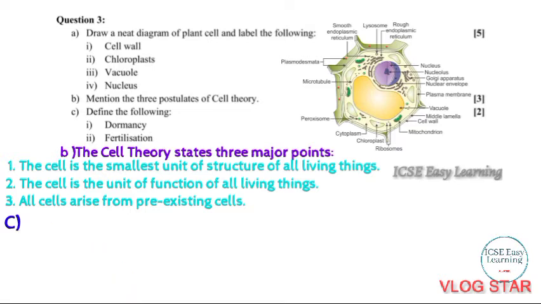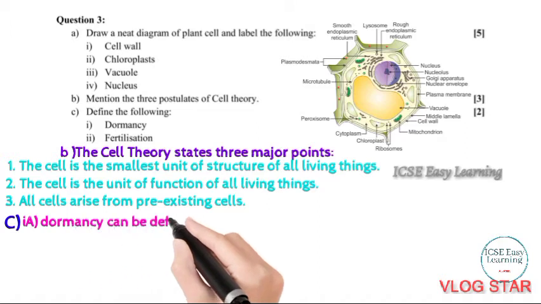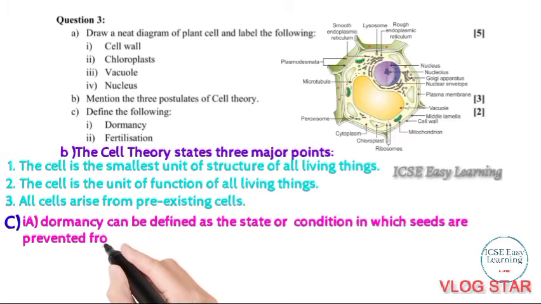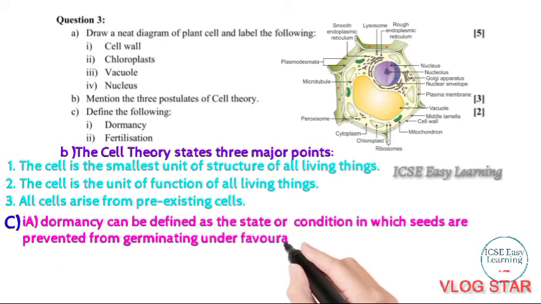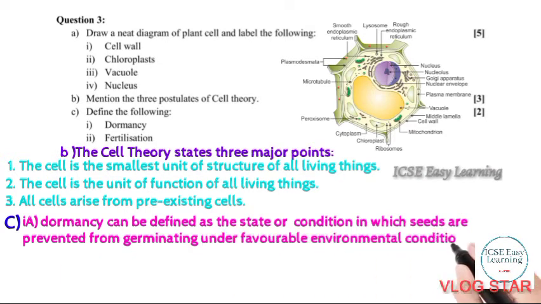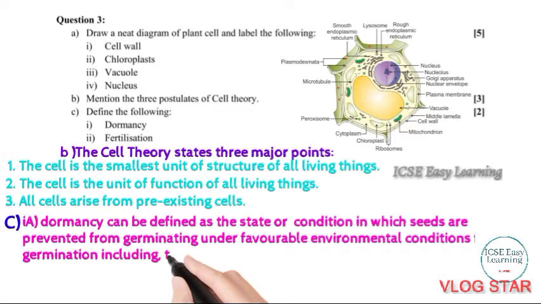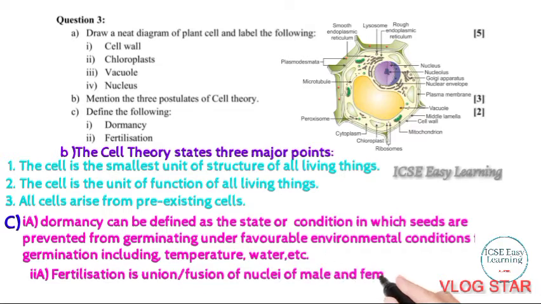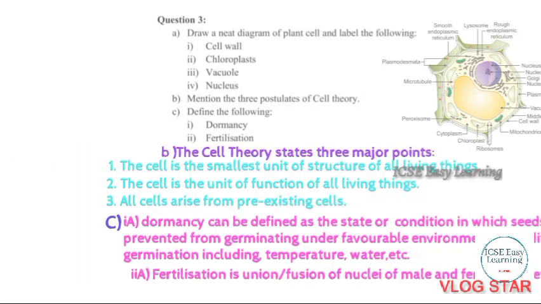C bit: Define the following. Number 1, dormancy. Number 2, fertilization. Number 1, dormancy: Dormancy can be defined as a state or condition in which seeds are prevented from germinating under favorable environmental conditions for germination, including temperature, water, etc. Second one, fertilization: Fertilization is the union or fusion of nuclei of male and female gametes.